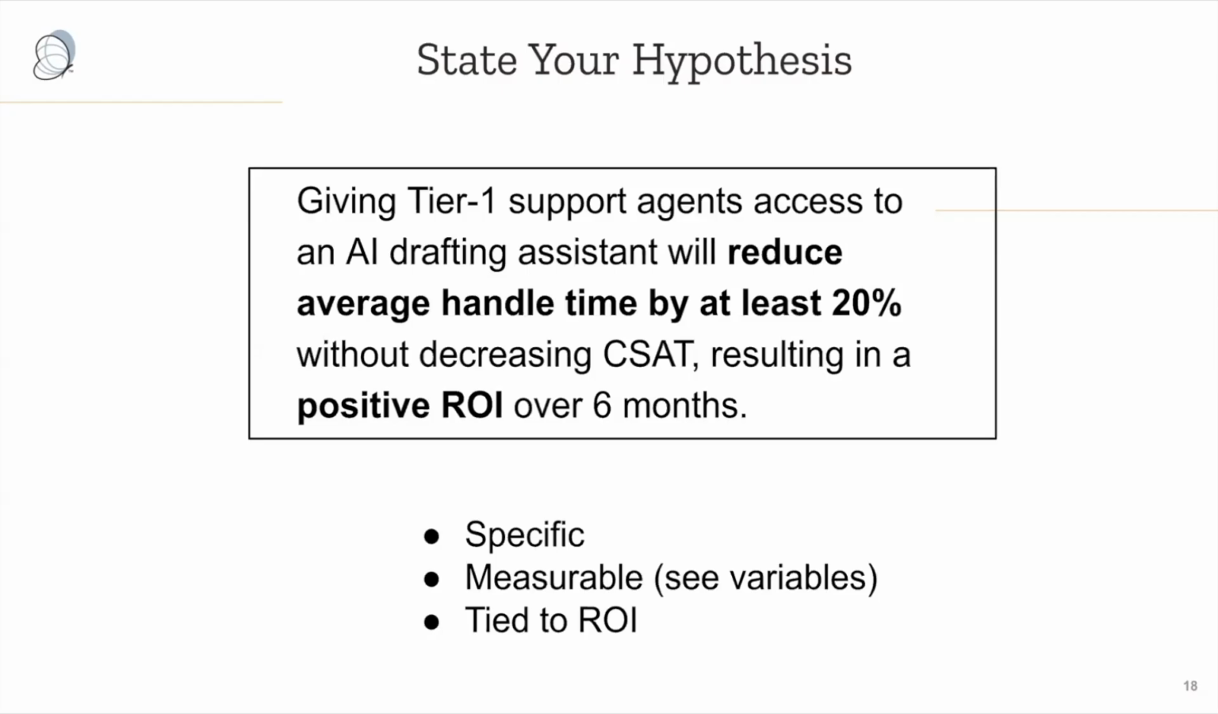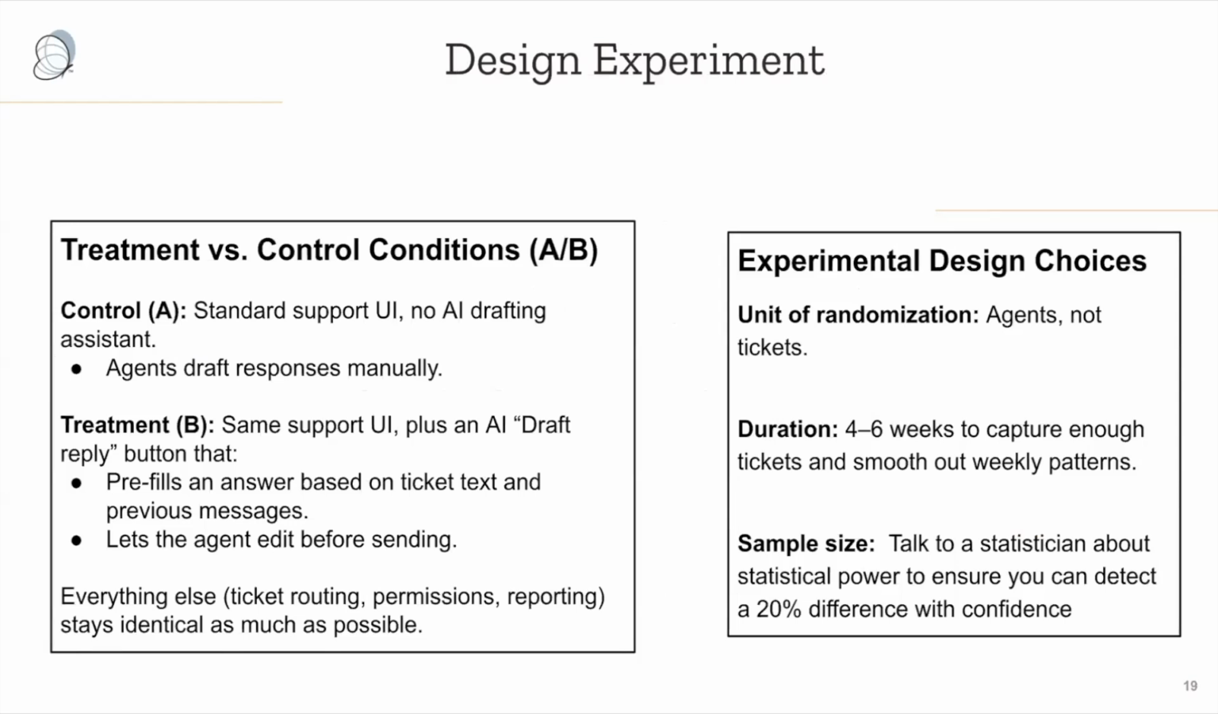And so here we could say giving tier one support agents access to an AI drafting assistant will reduce the average handle time by at least 20% without decreasing customer satisfaction, resulting in a positive ROI over 6 months. In this example, it's going to be monetary ROI. The key is it has to be specific. I have to measure it. Look at the variables we talked about: measuring AHT, looking at CSAT, and we'll look at the cost side in a minute. And it's got to be tied to ROI. And importantly, I think you have to get people to buy into it for these AI projects. So once you've got that, we're going to measure these things, here's our hypothesis.